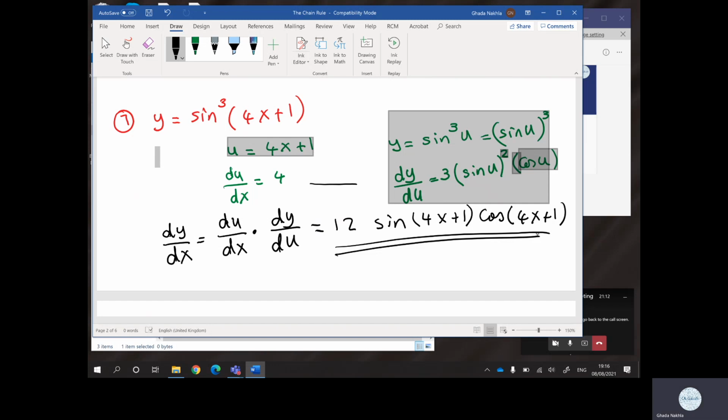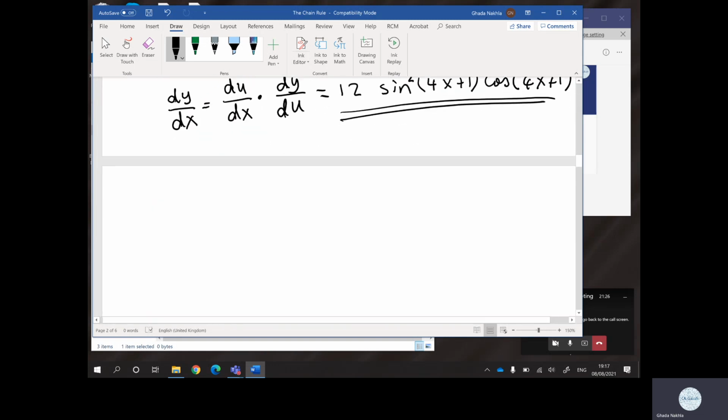Actually, I've made an error. There is a sine squared. This sine is squared. Yeah, I've just noticed I missed the 2. So it's 12 sine squared 4x plus 1 multiplied by cos 4x plus 1. Sorry about that. Okay, let's take a look at the next question.